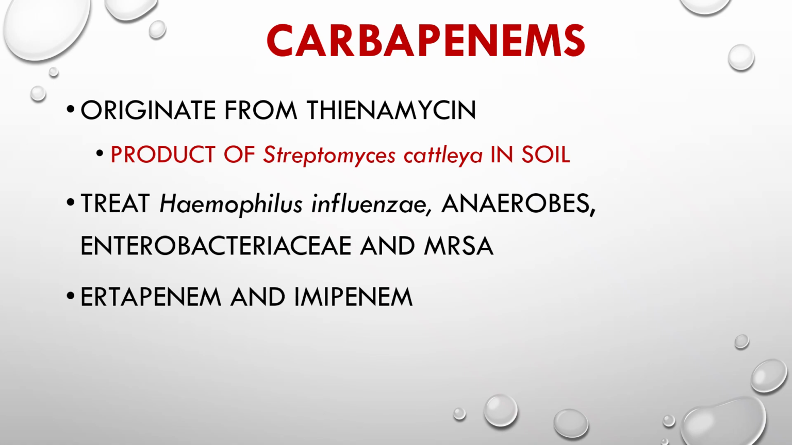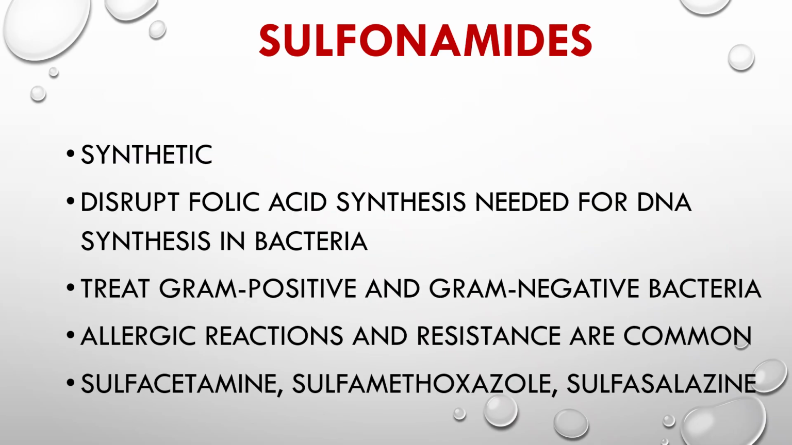A couple examples here, ertapenem and imipenem. Our next category here are the sulfonamides. Now this is a synthetic, so the other ones came from, again, natural sources, in that they came from other living things, again, bacteria or fungi. Now the sulfonamides, this is completely synthetic, meaning completely man-made by putting chemicals together. It disrupts folic acid synthesis, which is unique to prokaryotic cells. We can't make folic acid, so inhibiting this pathway doesn't inhibit our cells, but it does inhibit different bacteria.